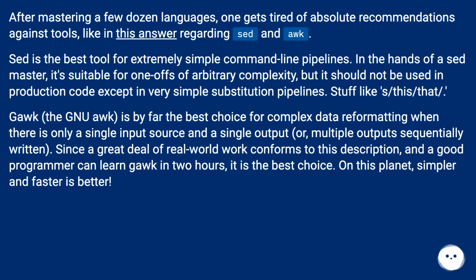AWK, the new AWK, is by far the best choice for complex data reformatting when there is only a single input source and a single output, or multiple outputs sequentially written. Since a great deal of real-world work conforms to this description, and a good programmer can learn AWK in 2 hours, it is the best choice. On this planet, simpler and faster is better.